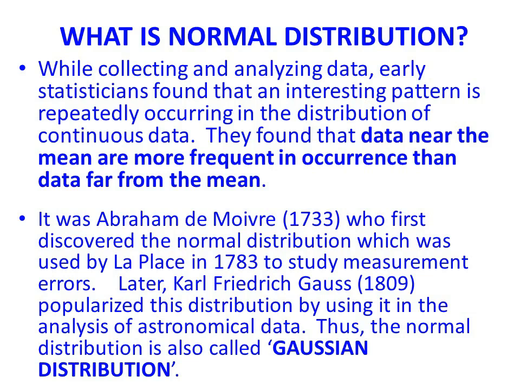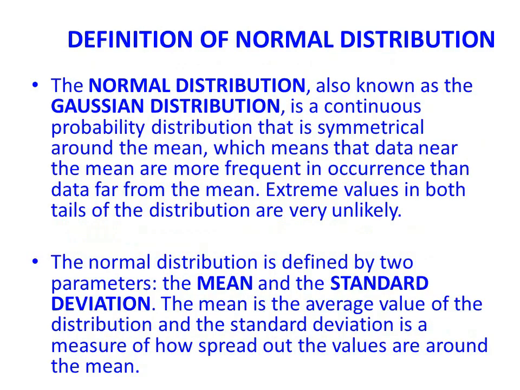Thus, the normal distribution is also called Gaussian distribution. The normal distribution, also known as the Gaussian distribution, is a continuous probability distribution that is symmetrical around the mean, which means that data near the mean are more frequent in occurrence than data far from the mean. Extreme values in both tails of the distribution are very unlikely.